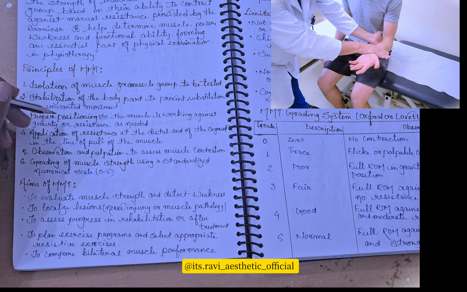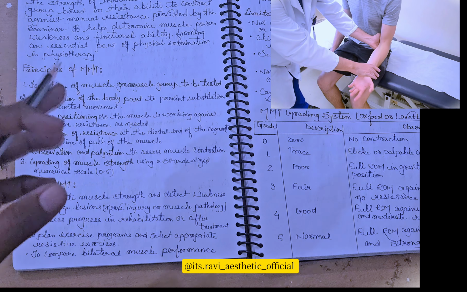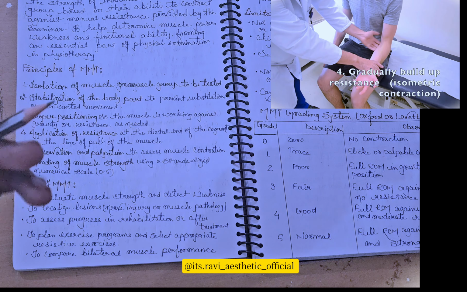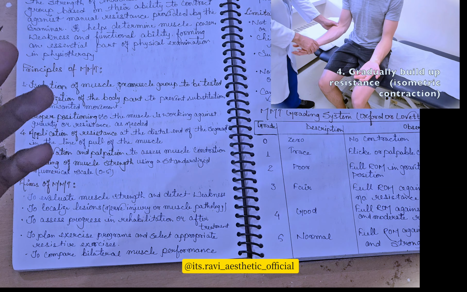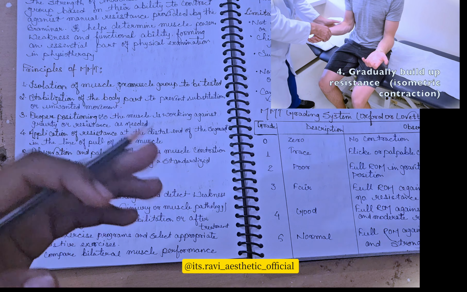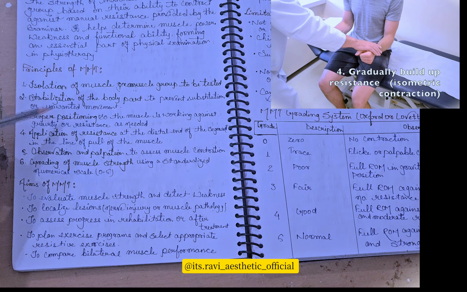Third principle is proper positioning, so that the muscle is working against gravity or resistance as needed. Proper positioning of the patient is for identifying the muscle or group of muscles with weakness, and also to isolate which muscle is not performing well. Also, we can implement different therapeutic exercises on the muscle to regain or enhance their endurance or power generation. So that is the proper positioning.